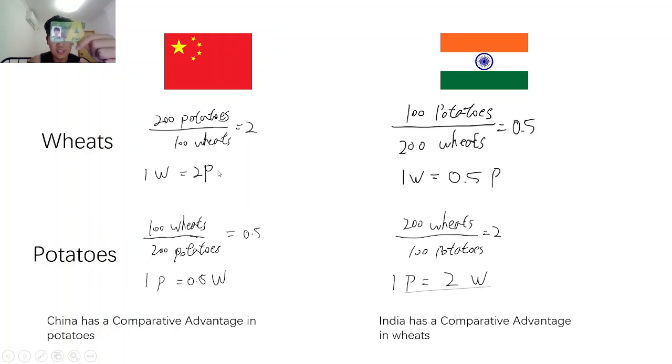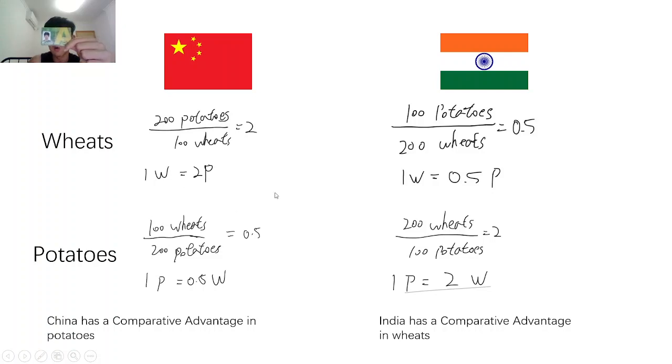So let's see. For China, when they produce 1 wheat, they have to give up 2 potatoes at the same time. But for India, when they produce 1 wheat, it only gives up 0.5 potatoes, which is a lower opportunity cost. So we can say India has a comparative advantage in wheat over China.